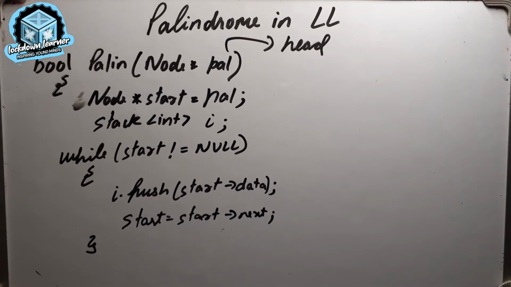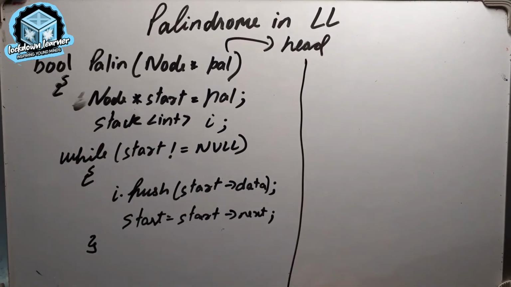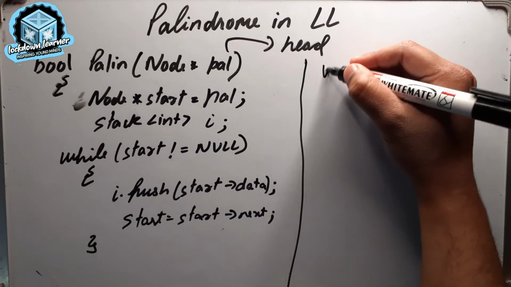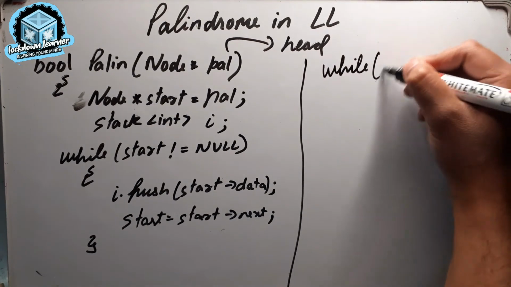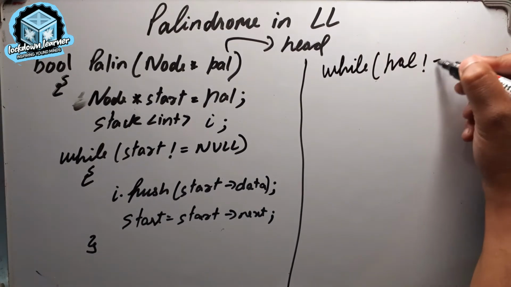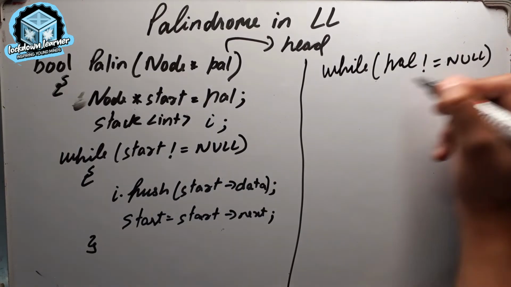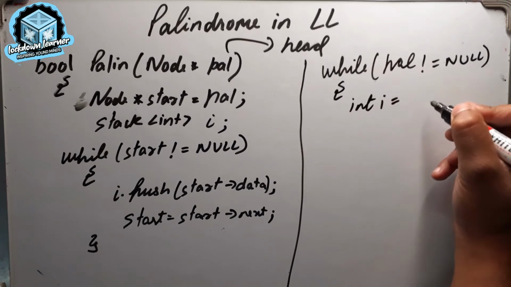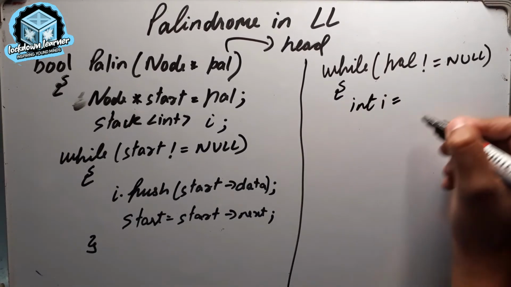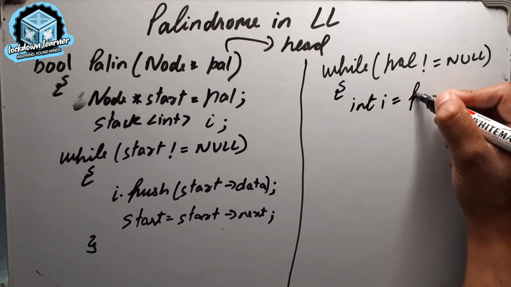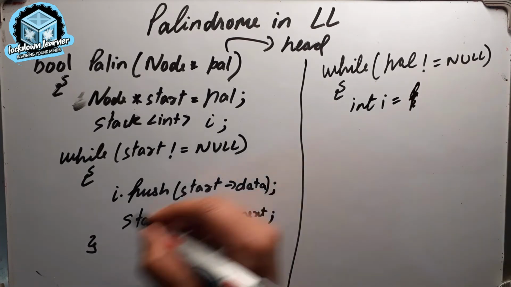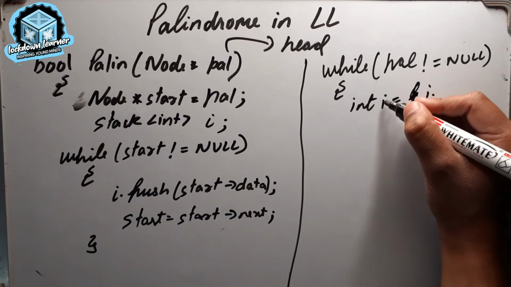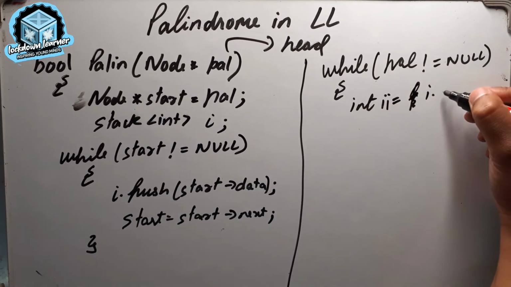Okay, and then what we are doing here is we are going to check whether all the values are equal or not, like while this pal not equals to null. Okay, so what we are doing is int I equals to this I dot top. You can write double I equals to I dot top.